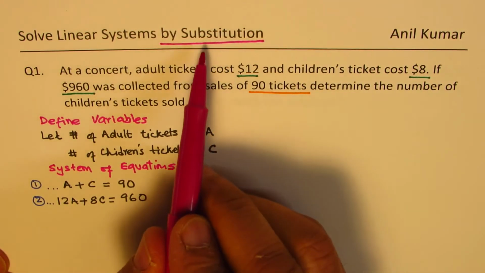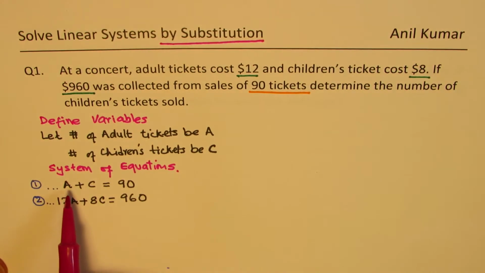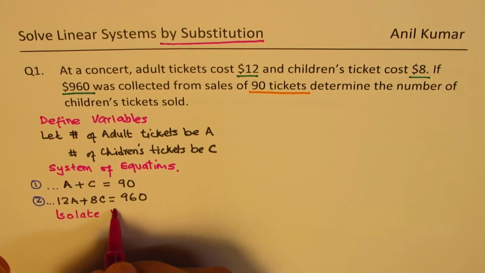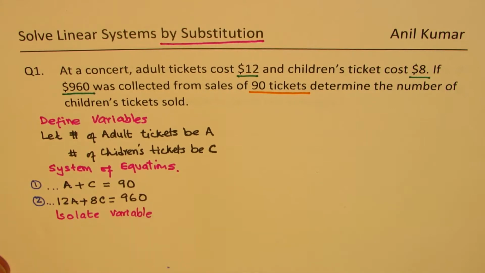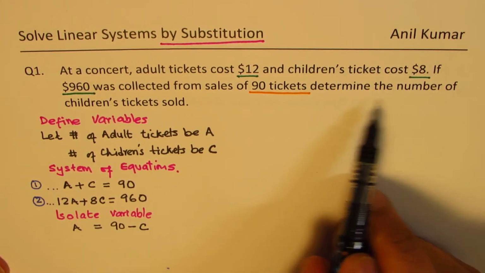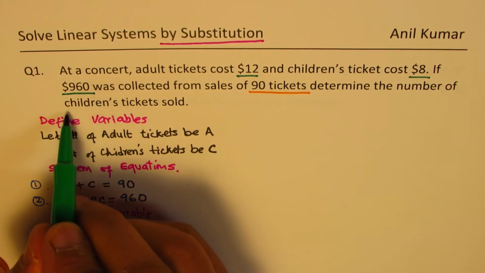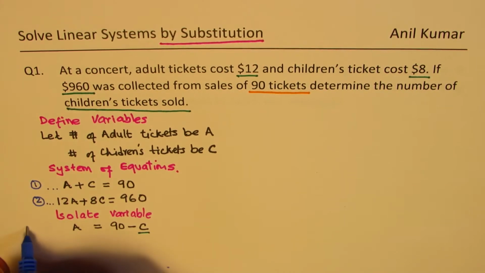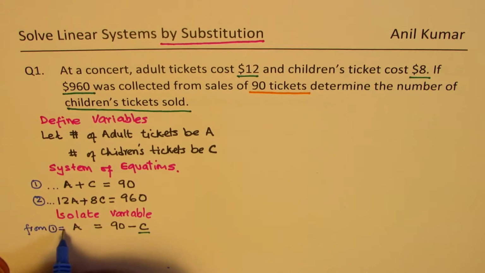Now the third step, when we are using the method of substitution, is to write one variable in terms of the other. So we need to isolate a variable. You could isolate any variable. From equation 1, we can say A is equal to 90 minus C. Now why did I isolate A? The question says determine the number of children's tickets, right? Since we need children's tickets sold, I'll rather keep my equation in terms of C. From 1, you get A is 90 minus C, correct?